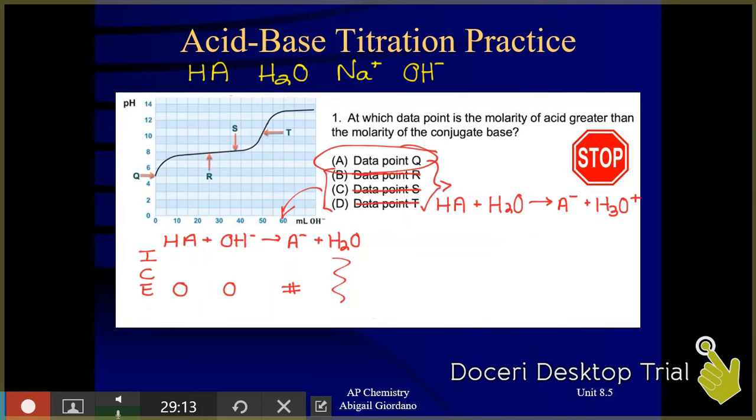This reaction that's taking place there, remember the kinds of Ka values that weak acids have? They're very small. They're usually like, numbers like 1.8 times 10 to the negative 8th. They're very small, which means this reaction is proceeding very little in the forward direction. There's going to be very little amounts of A minus. There will definitely be a greater amount of acid, of weak acid, than there is of the conjugate base. And that's why data point Q is the answer.